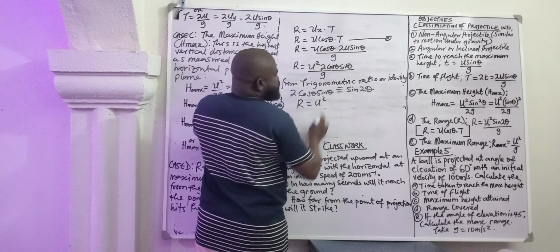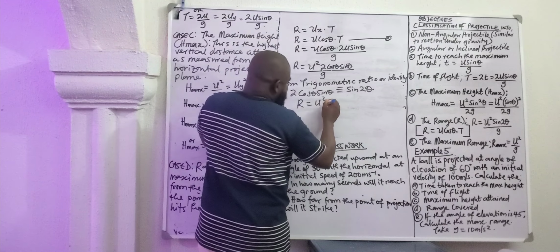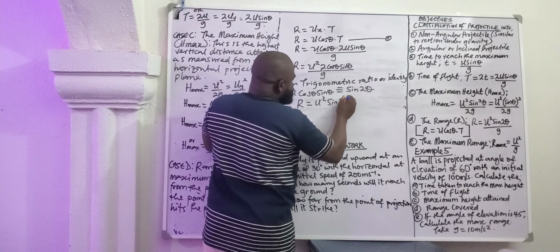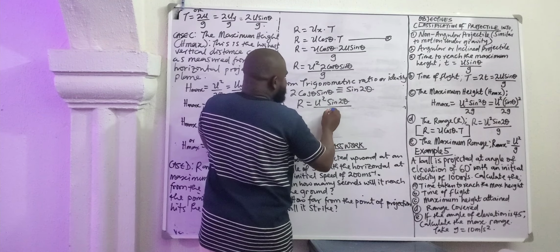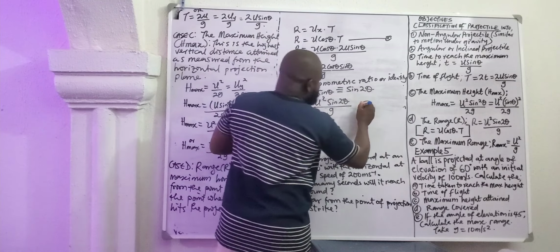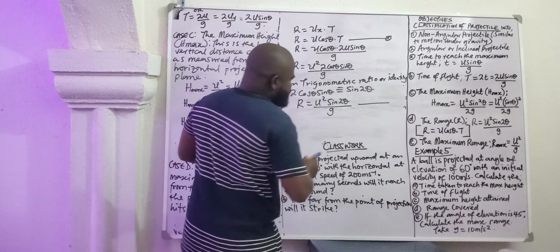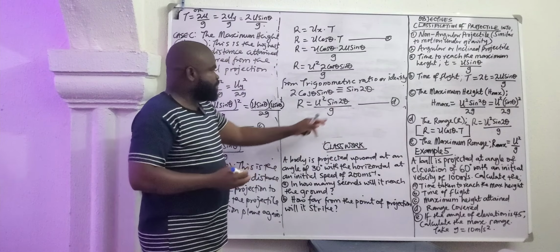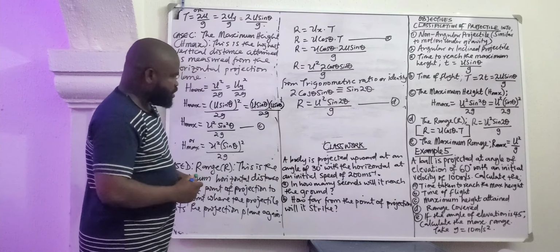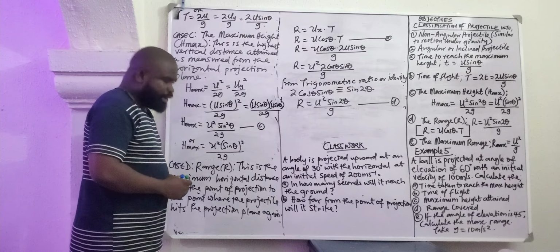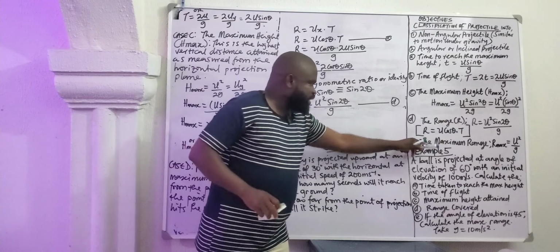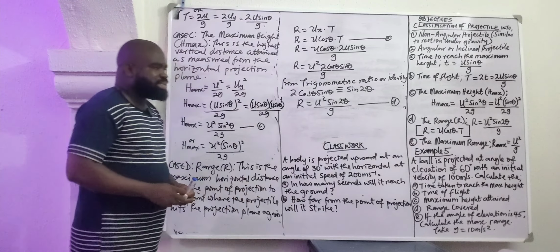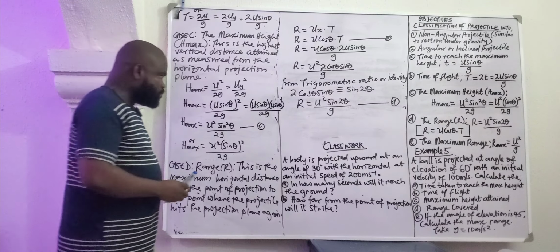In place of 2 cos theta sine theta, I put sine 2 theta divided by g. This is what I will use to obtain my range for inclined projection. So you will see that there is an angle in this case. Now, once we know the range, they can ask us to find the maximum range.